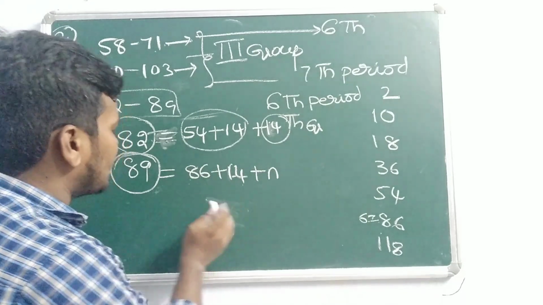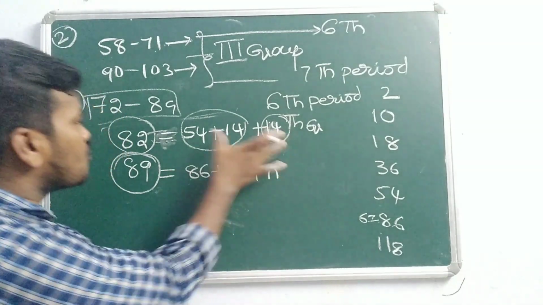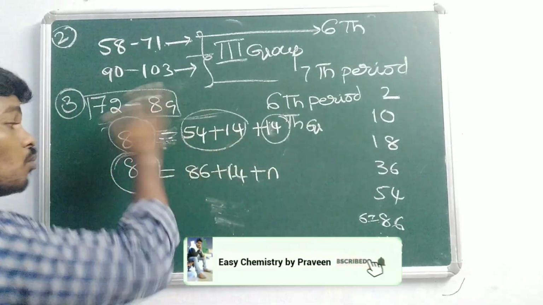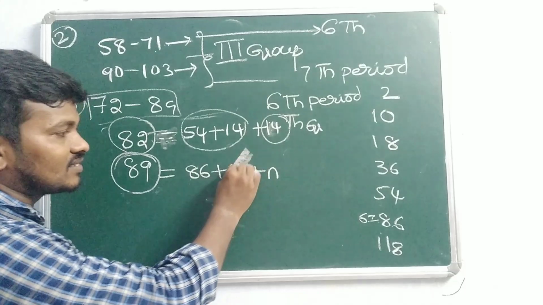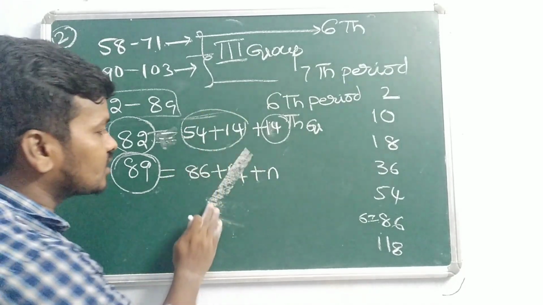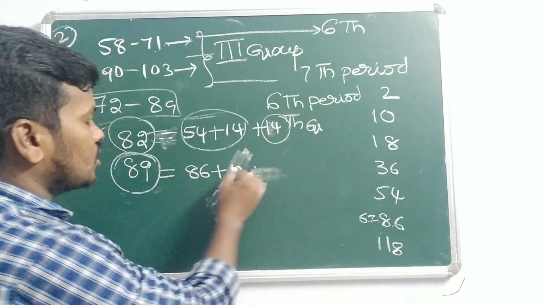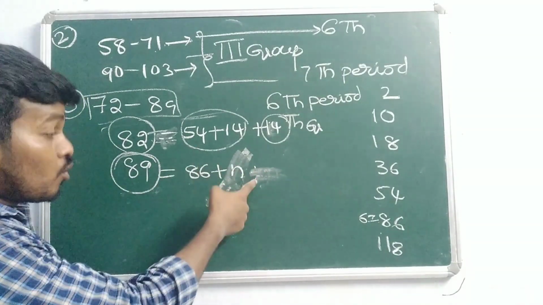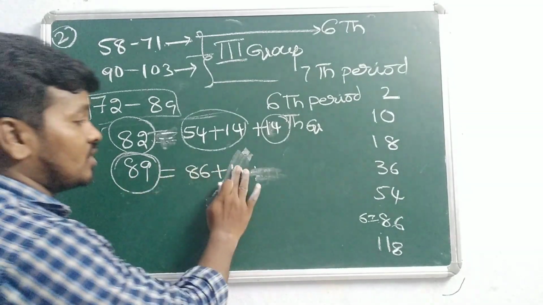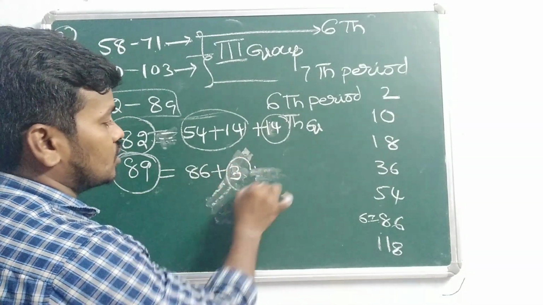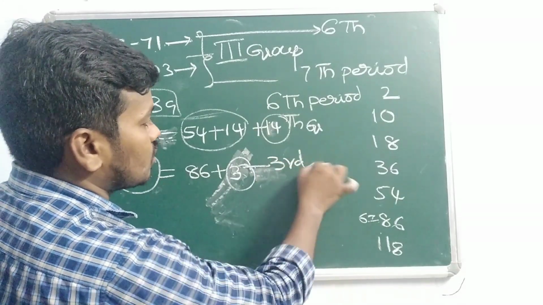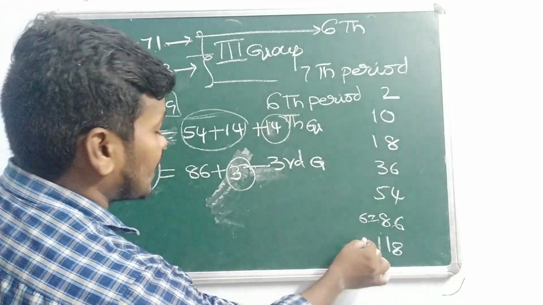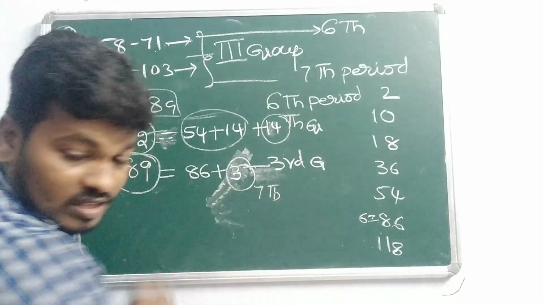In this case what will happen? Whatever value we get here should be equal to the atomic number. But the value you are getting here is more than 89, so you should neglect the 14. You should not add the 14, just n. So 86 plus n is equal to 89. How much do I have to add to 86 to get 89? We have to add 3, so it belongs to the 3rd group. What about the period? After 86 it is 118, which belongs to the 7th period.